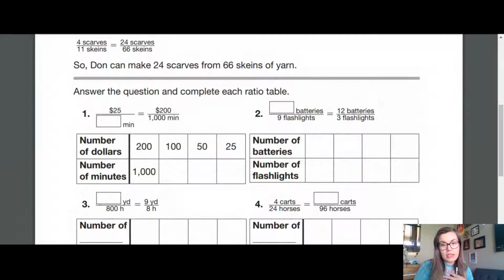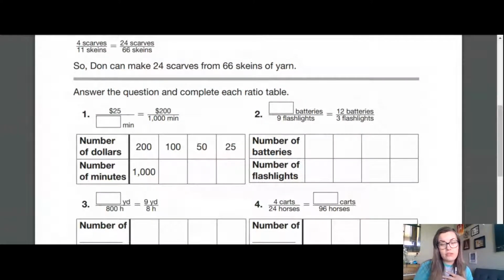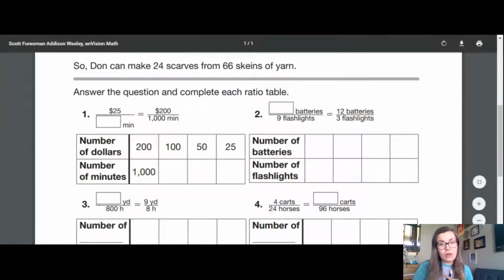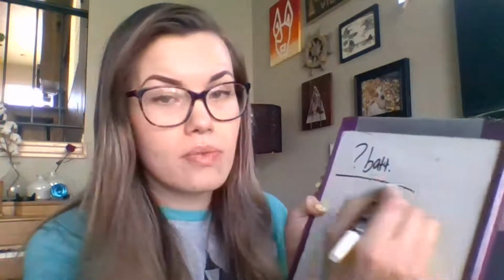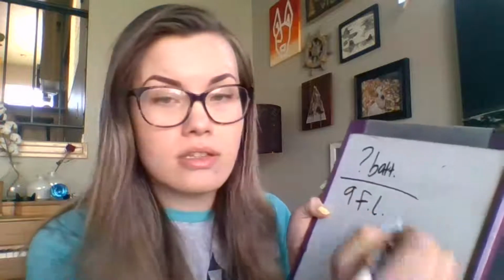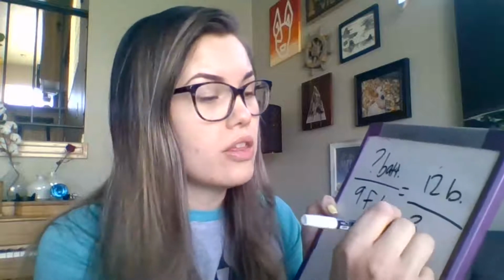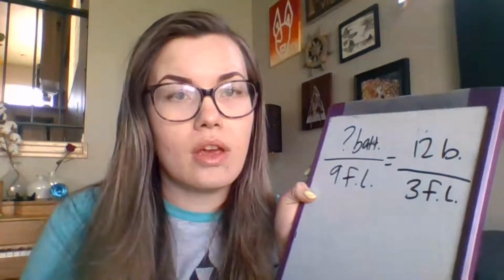There it is, number 2. Okay, number 2 has an unknown number of batteries to 9 flashlights equals or is proportionate to 12 batteries and 3 flashlights. And you notice here that they don't give us any kind of numbers. So let me again stop sharing. You'll want to, again, follow along. I'm doing number 2. So we have an unknown number of batteries. So I'm going to say question mark batteries. To 9 flashlights, and that is proportionate to 12 batteries and 3 flashlights, okay?